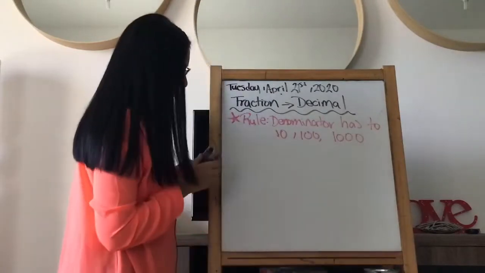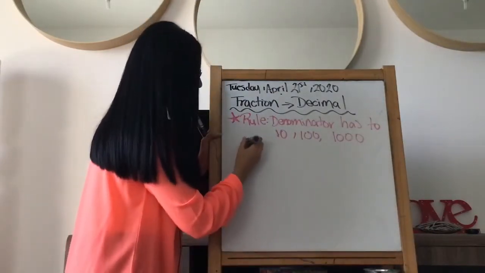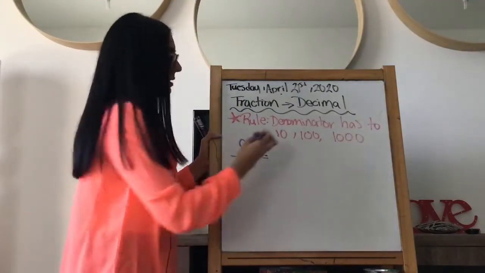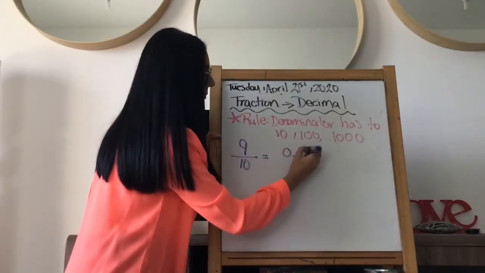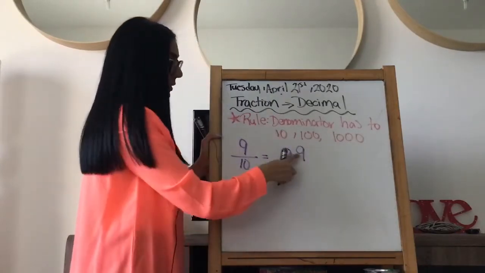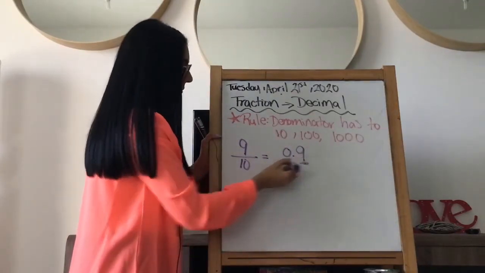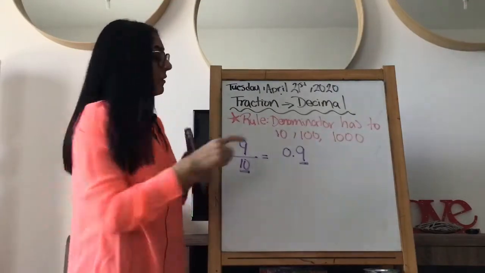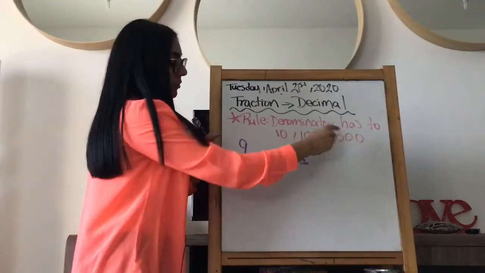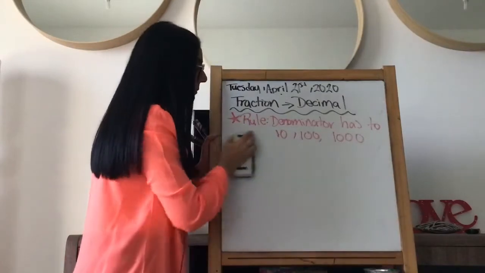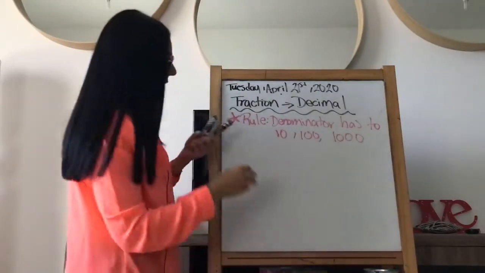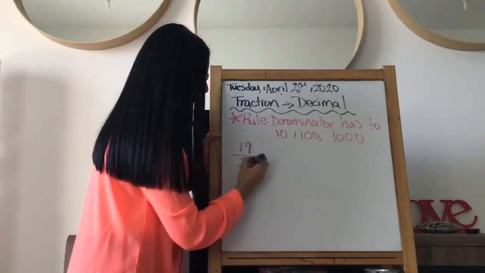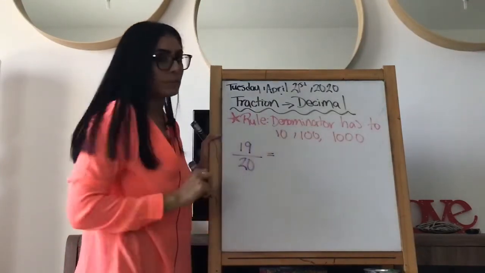Let's say I have 9 over 10. What would that be? Again, I know I could put 0.9 because I put the number and the tenths matches the tenths. I think that's easy. So it's really, really easy if my denominator is already 10, 100, or 1,000. Obviously, we know sometimes that won't be the case, because what if I have 19 over 20 and I need to make this into a decimal?